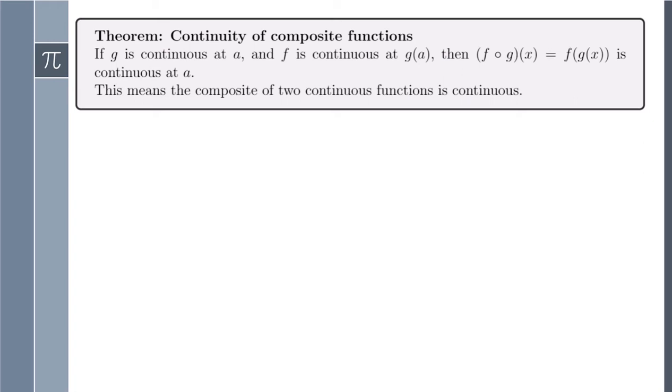Now the continuity of composite functions. So if g is continuous at a and f is continuous at g of a, then this composition is continuous at a. Okay, so if the inside function is continuous at a, and if the outside function is continuous at g of a, the y value of g, then we can say the whole function is continuous at a. It's just like finding the value of the composite function.